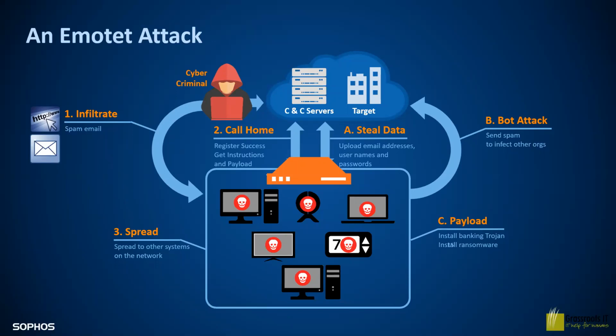Once it's then spread and got a further foothold into your environment, it'll then try to figure out what it's trying to do. So it'll then say, right, am I here to steal data? Do I want to take email addresses, usernames, and passwords? Do I want to do a bot attack? So send spam to other organizations and try and infect them? Or are we just going to do a payload? Maybe do a banking Trojan, and install ransomware and hold this environment to ransom? Or are we going to do all three? It really depends on what the instructions have been given out for the attack. But you can see how quickly this can really start to spread and start to hurt organizations.